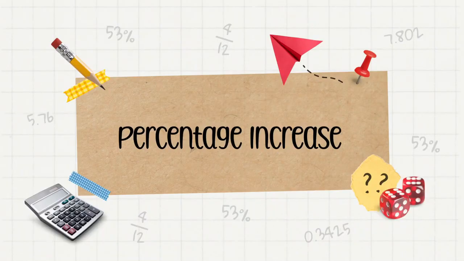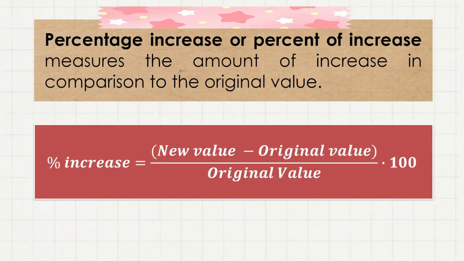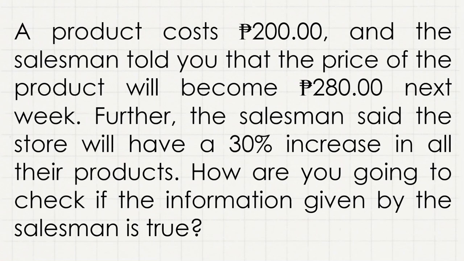Now let us have percentage increase. From the term increase, tumaas. Percentage increase or percent of increase measures the amount of increase in comparison to the original value. To get the percentage increase, what we need to do is to use the formula: new value minus the original value, divided by the original value, times 100. Let's take this problem as an example.